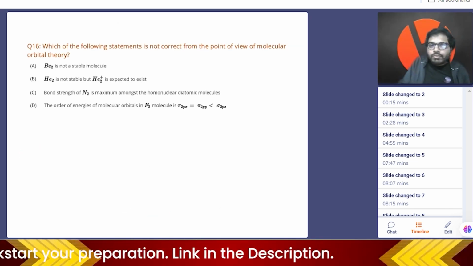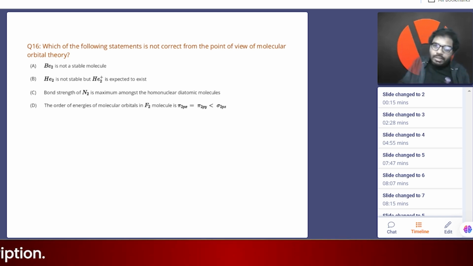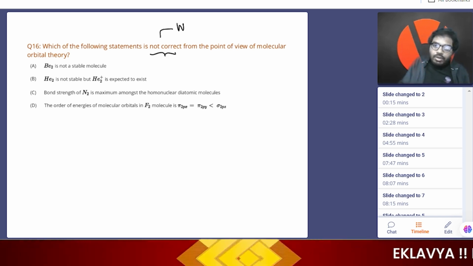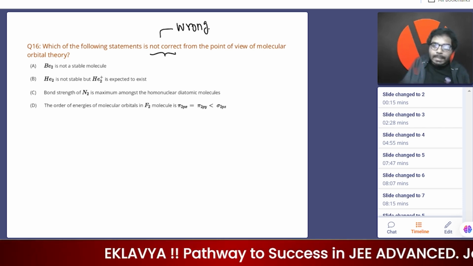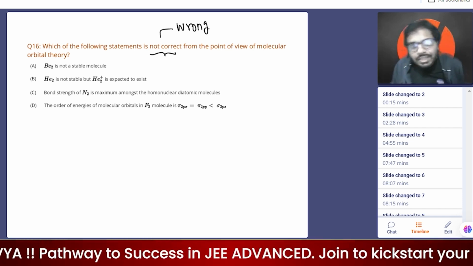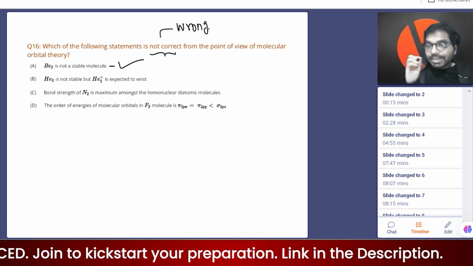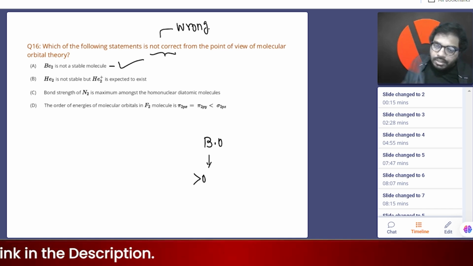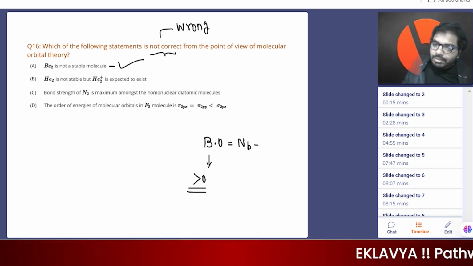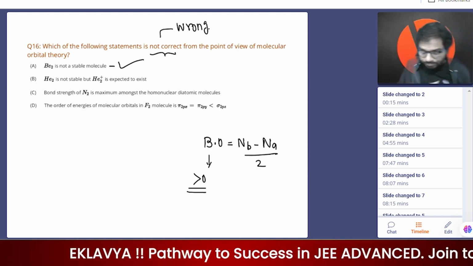Okay, which of the following statements is not correct from the point of view of molecular orbital theory? Again, they are asking for the not correct, I mean, which of the following statements is wrong here? Okay, so the first statement says that Be2 is not a stable molecule, which is correct. So what are the conditions when a molecule will be stable? When the bond order is greater than 0. And how can you find out the bond order? Number of electrons in bonding orbitals minus anti-bonding, divided by 2.